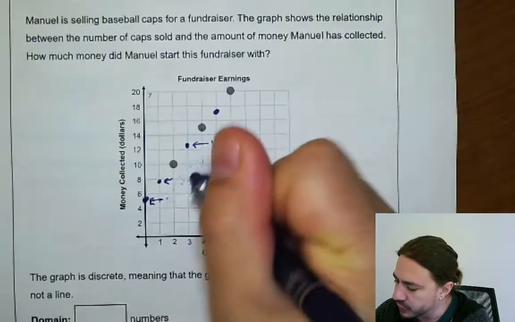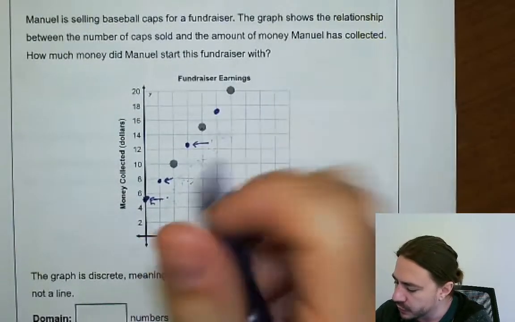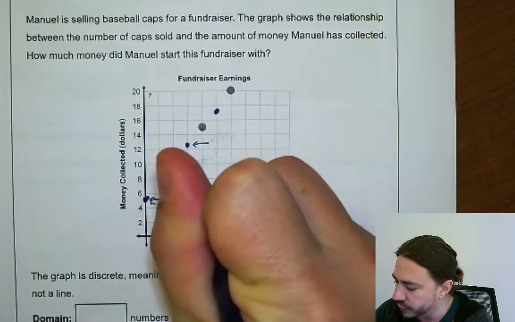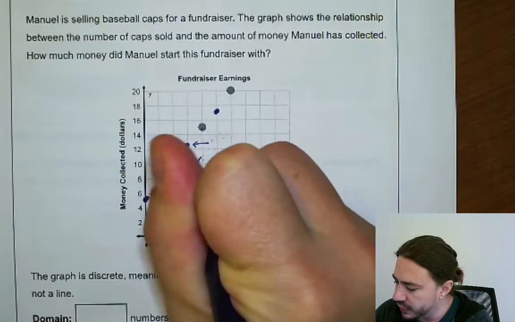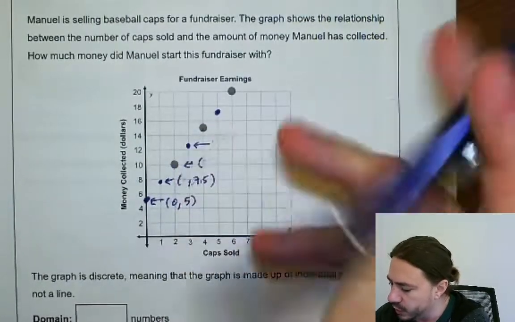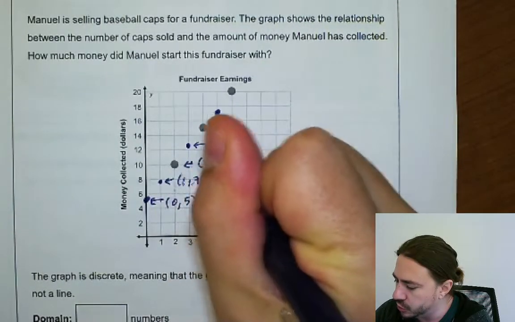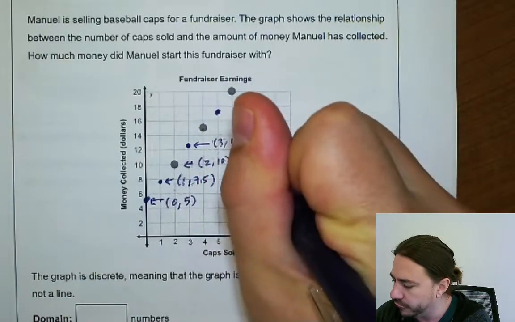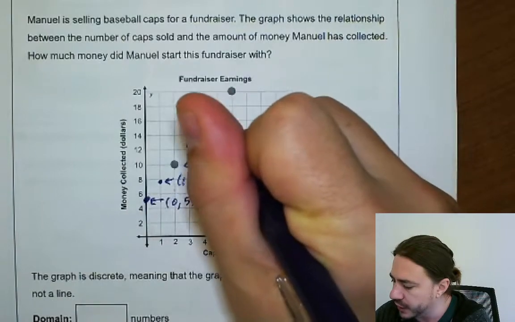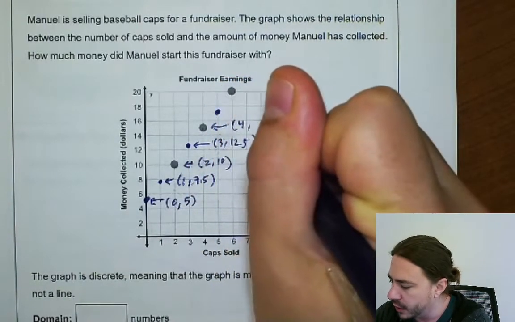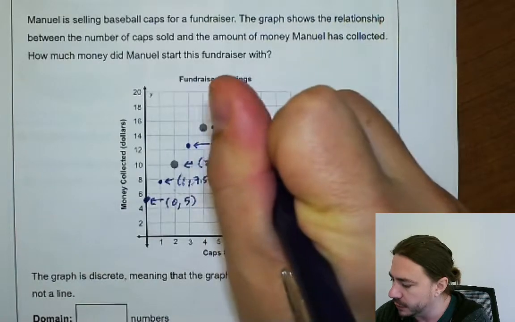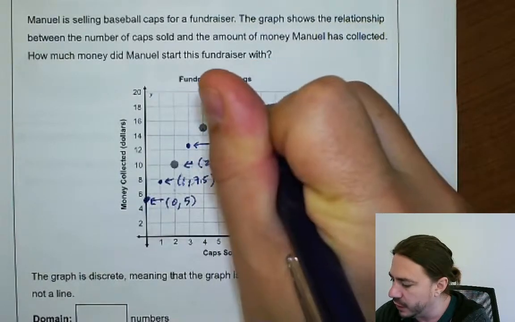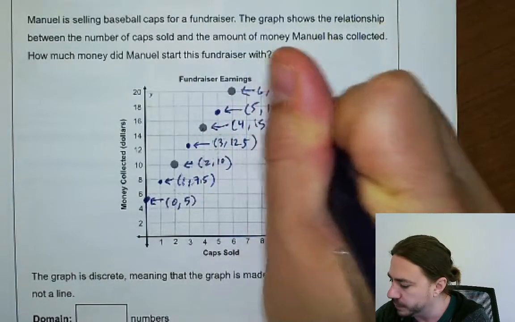Maybe I should write these as coordinates to make it a little clearer. So this point is 0, 5. This one is, not 0, oops, 1, 7.5. This would be 2, 10. That one was the given point. This one would be 3, 12.50. This was the next given point, 4, 15. This is one that we inferred, 5, 17.5. And then finally, we have 6, 20.